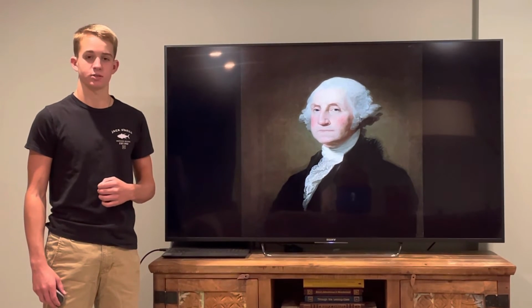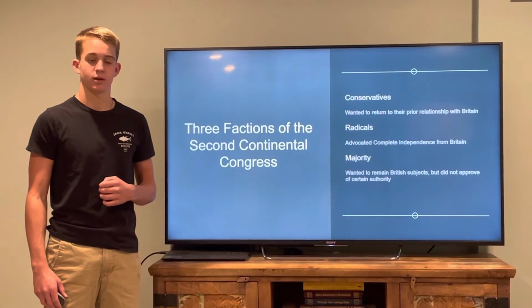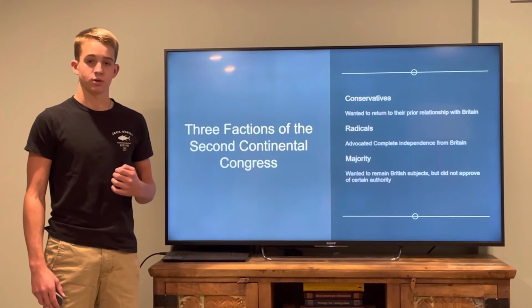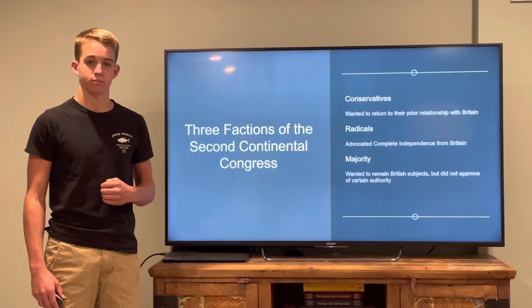However, this was not the case. There were, in fact, three factions within the Second Continental Congress. These factions included the Conservatives, the Radicals, and the majority. The Conservatives wanted to return to their previous relationship with England. The Radicals, however, wanted the polar opposite.